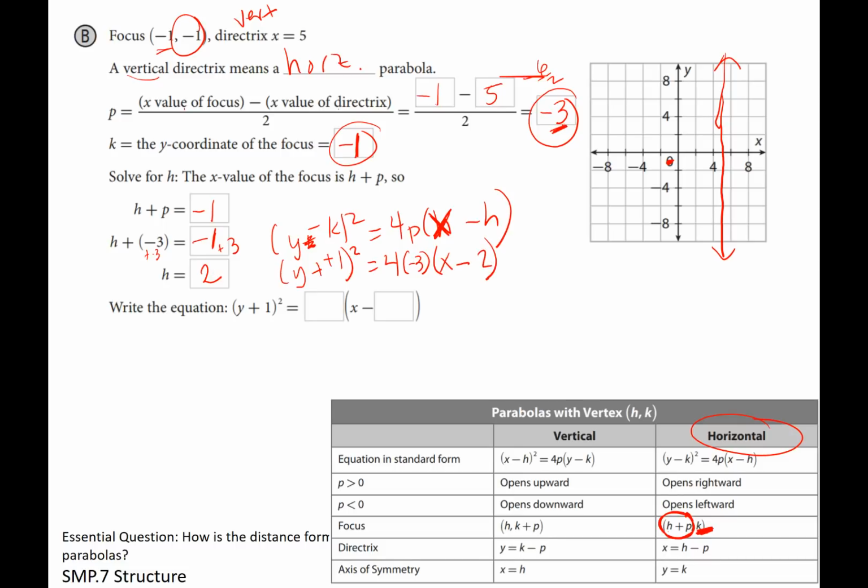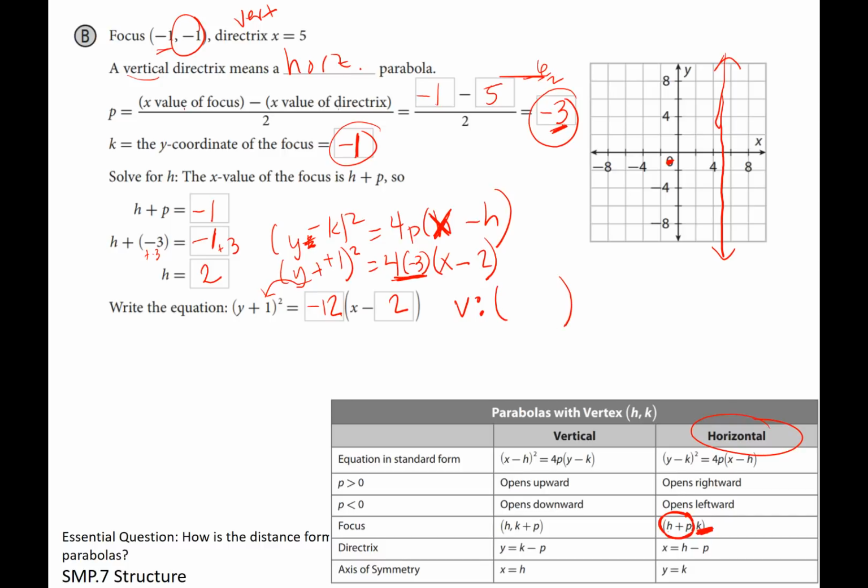All right, let's simplify that more. This is already there for us, the y plus 1 squared. And then we're going to multiply 4 times 3 to give us -12 for the coefficient. And then we have the quantity x minus 2. And there's our equation. From our equation, we can read the vertex out of there.